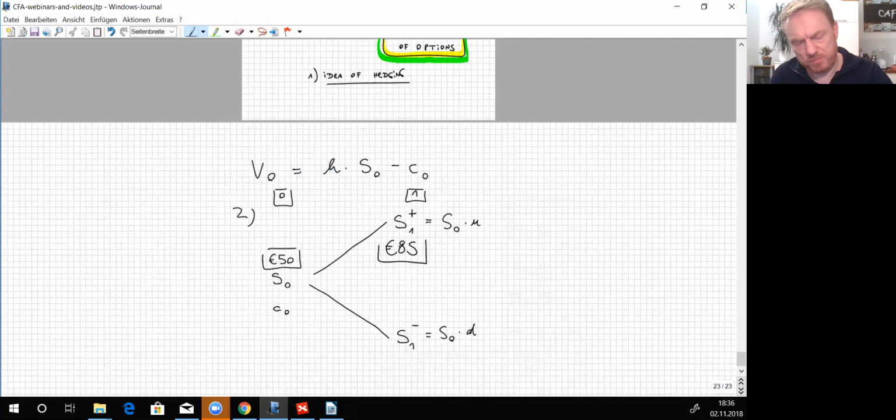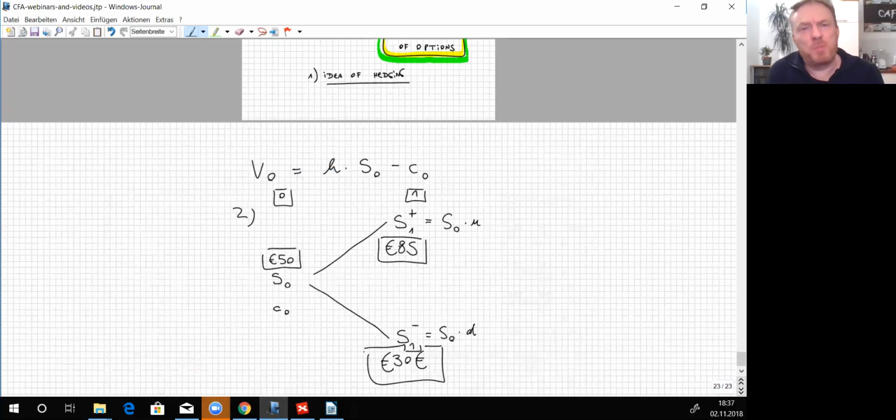85 euros. Or it could just as well go down to, what did I have in mind? 30. If it went down by 40%, it means that from 50, 40% down to 30 euros. Cool. Now, what's the value in all those two cases, the value of the call option?